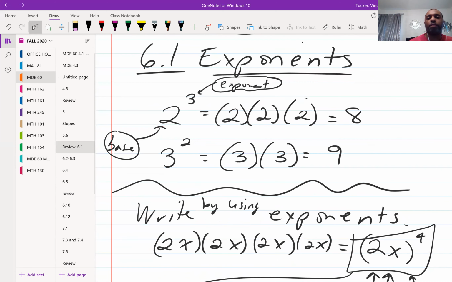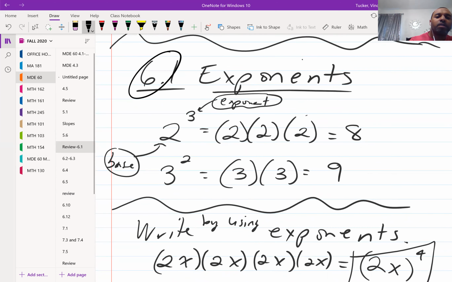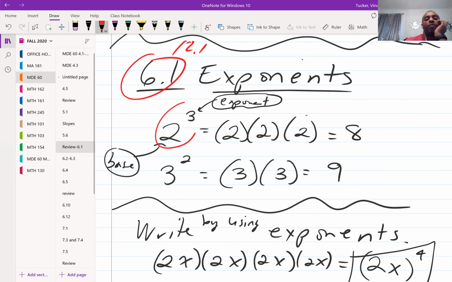All right, so exponents is 12.1 for us. Looking at exponents, if we have 2 to the third power, which is what we have right here, that regular size number 2 is your base, and the number that's superscript up to the right is your exponent. So 2 to the third power and 3 to the second power are two different values, or two different evaluations.